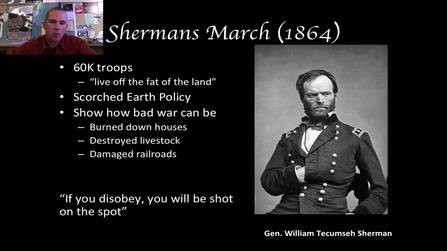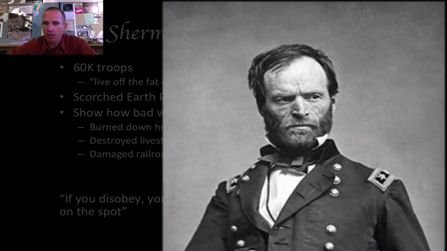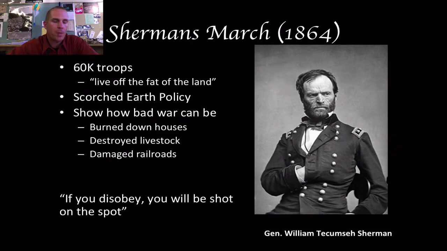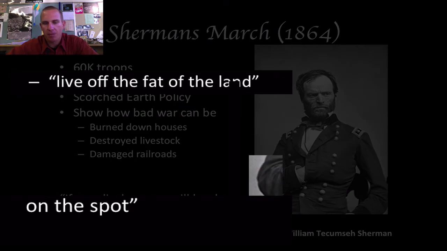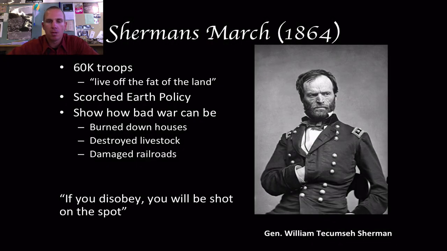William Sherman, who was a little bit crazy, take a look at his picture, you can see it in his face, is going to take the lead of 60,000 troops with basically no supplies, and he's going to tell his superiors that we're going to live off the fat of the land. What his march is going to do is institute this scorched earth total war policy. And what he really wants to do is show how bad that war can be.